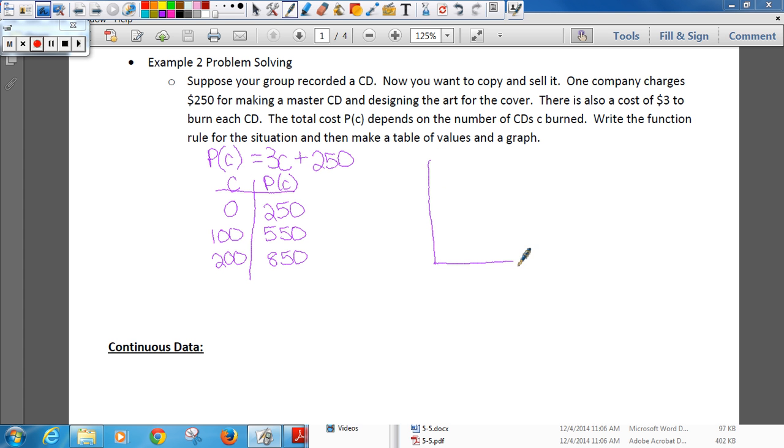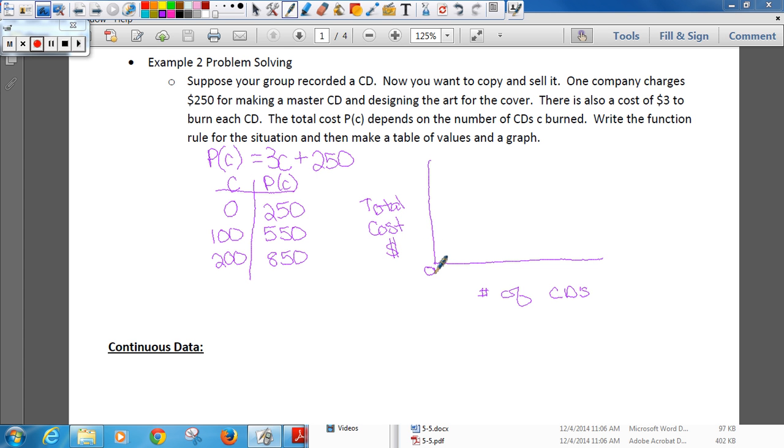And then I'm going to make the graph. So my graph here, across the bottom is the number of CDs, and don't forget you have to label your axis. Your y-axis then would be your total cost, and I don't know why it's doing that. Let's see if I can get it to work better. And that's in dollars.